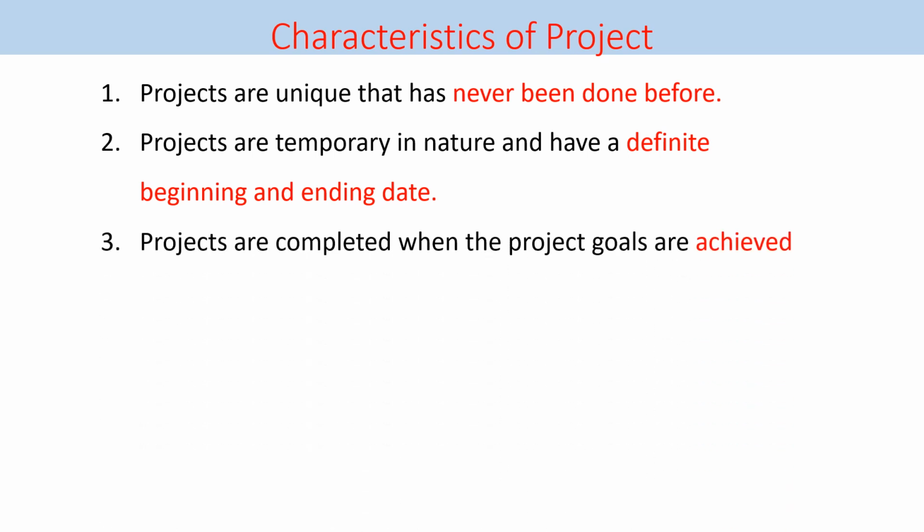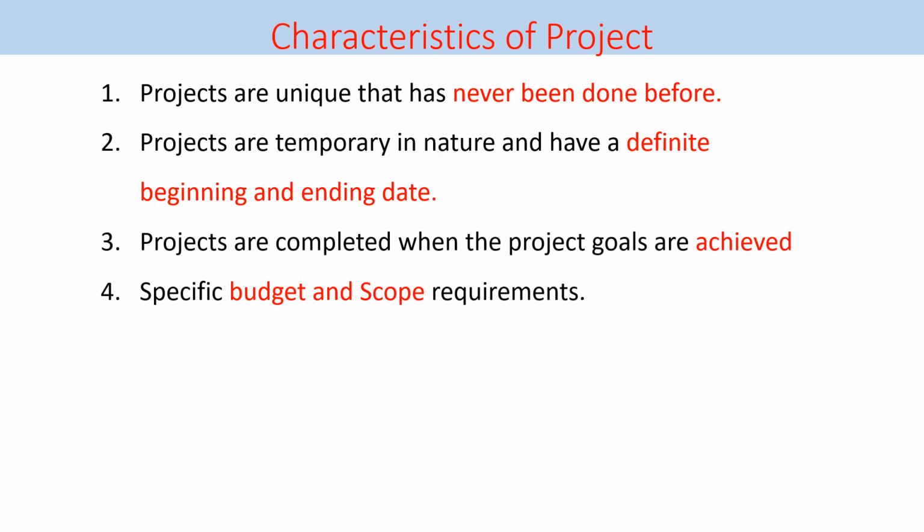The third characteristic for a project is that projects are completed when the project goals are achieved. Actually, there are some projects that may end without achieving their goal. There are some projects that may be abandoned without achieving their goal. Anyway, in general, projects are completed when the project goals are achieved.